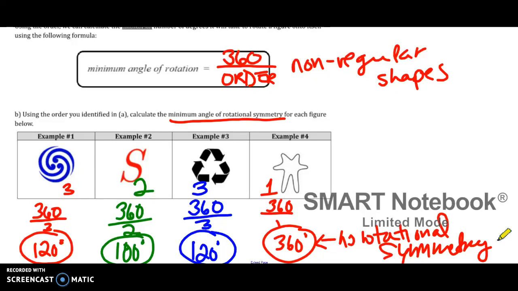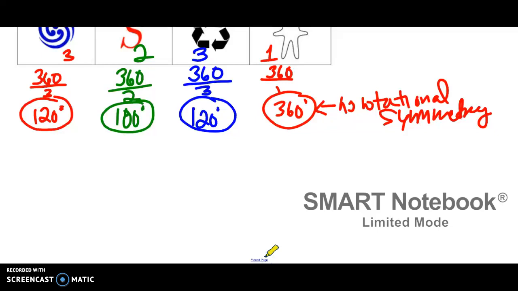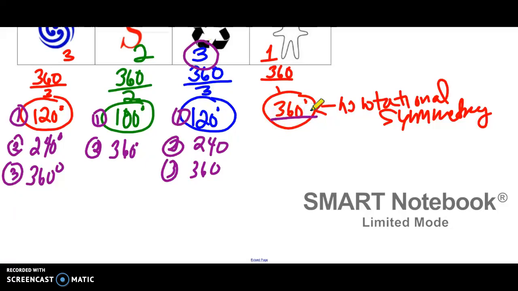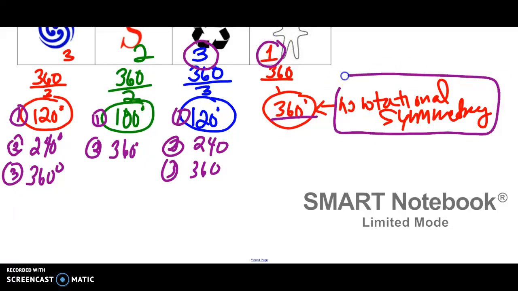We could also find, so again, that's just the minimum. To find the other ones, we would do the multiples of these amounts until we hit 360. So 240 will also map the figure back onto itself. And then 360, this is why it's order 3. Here's 1, here's 2, here's 3. So we have 180 and 360. So again, this is why this is order 2. There are 2 amounts that will map this back onto itself. 120, 240, 360. So again, 3 that will map it back onto itself. That's why it's order 3. And for the last shape, only 360. That's why it's order 1. And again, that does not count as rotational symmetry.